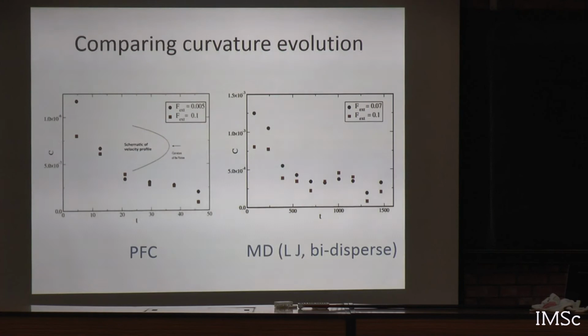And this is a comparison between PFC and MD, again these are Lennard-Jones bidisperse. So, here also you find that with higher force, or let us say higher gravity in our language, you find a slower decay. PFC is cleaner, this is a little more noisy, but the features are roughly the same. We did not try to fit anything to this. Okay.